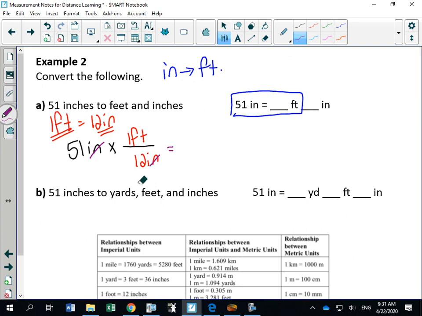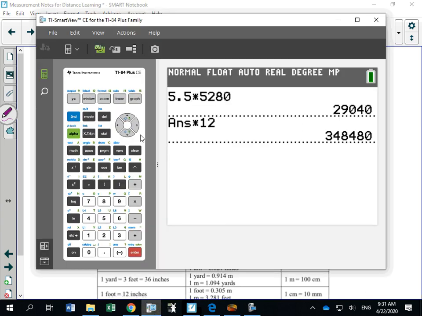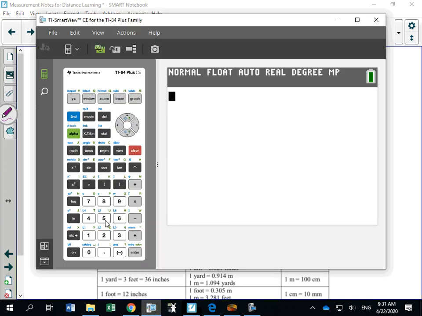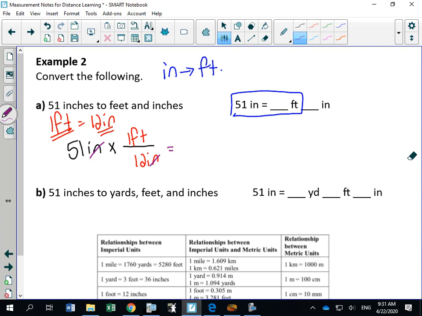And what I'm left with, I'm going to have a decimal because this, I hope you see, is 51 divided by 12. So make sure everybody's doing this on their calculator. These questions are really important to do with me. So take your calculators out and type in 51 divided by 12. And I'm going to get 4.25. So let's write that down. And my units are feet.